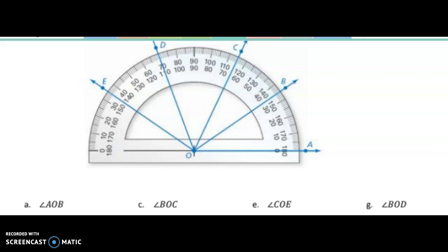Alright guys, let's look at exploration number 1. Now this is a picture of a protractor with some angles drawn inside of it already. If you do not remember how to use a protractor, I highly recommend you just YouTube it. There should be plenty of videos out there, and it's not hard, but I don't want to spend the time going over it because you guys should know. But if you don't know, there's no shame in it, but please do look at a YouTube video. It should only take a couple minutes for you to understand it.